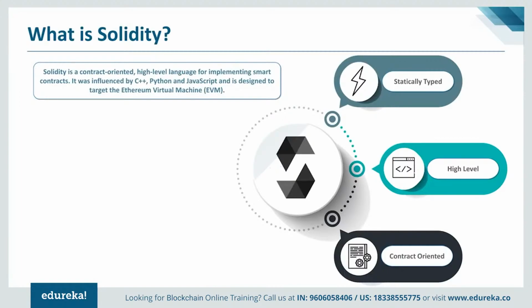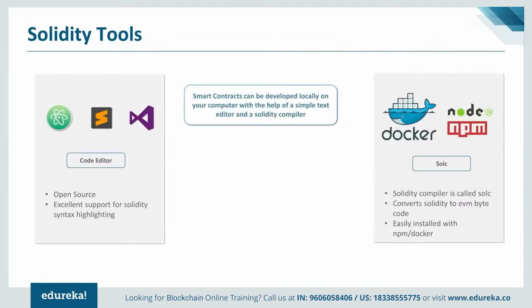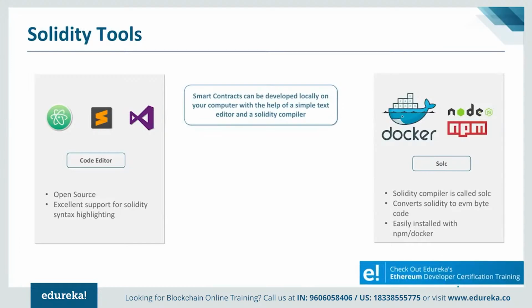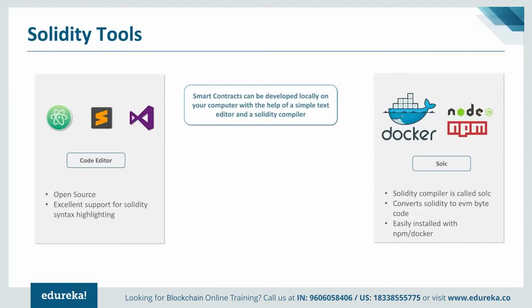So moving on, let's see the tools that are actually used for developing Solidity code. As with every language out there, you always need a text editor. Text editors like Atom, Sublime Text, and Visual Studio Code are excellent for Solidity as they have excellent support for Solidity syntax highlighting and source code editing. Above that, to actually compile your code locally, you need the SOLC compiler.